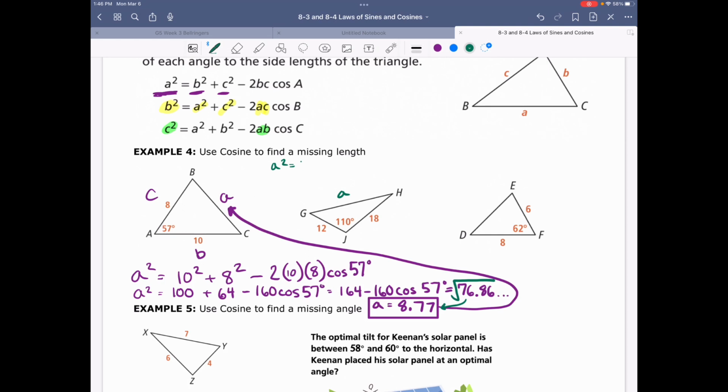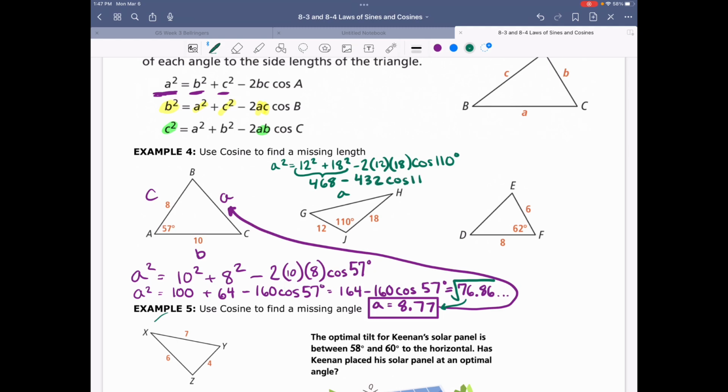We'll do 12 squared plus 18 squared minus 2 times 12 times 18 cosine of 110 degrees. Now I have to simplify everything. So I'm just going to put 12 squared in my calculator plus 18 squared in my calculator. So together these equal 468 minus, now I'm going to do 2 times 12 times 18. I get 432 cosine 110.